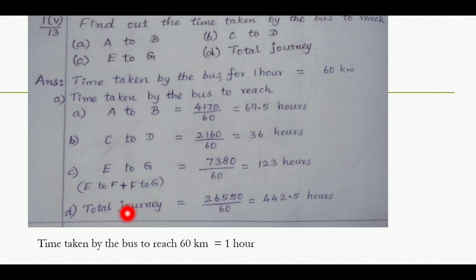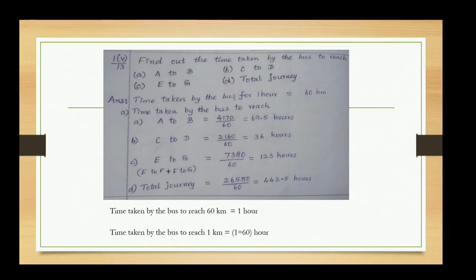Then the total journey means you have to start from A and you have to end with A only. So the total distance divided by 60. Why 60? This is the speed of the bus. 26,550 kilometers divided by 60 kilometers per hour is equal to 442.5 hours. Okay, that's all.